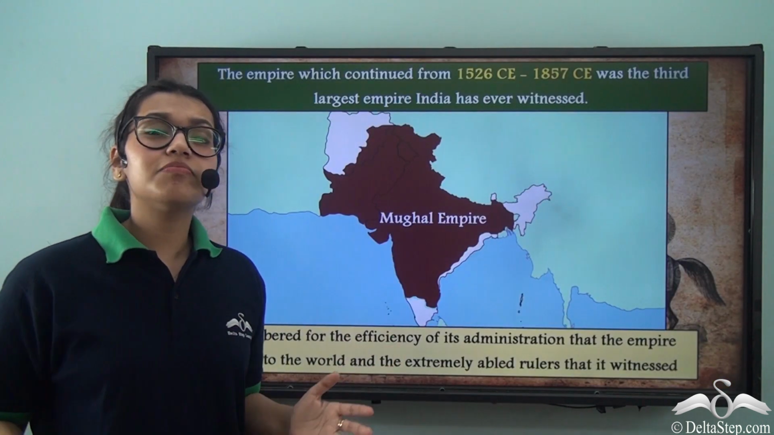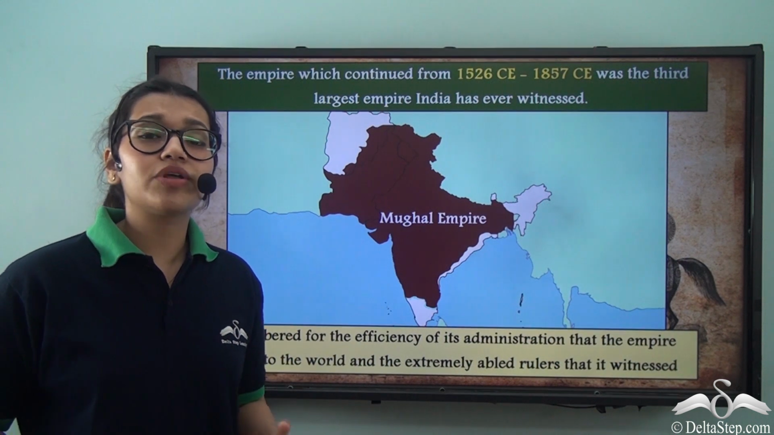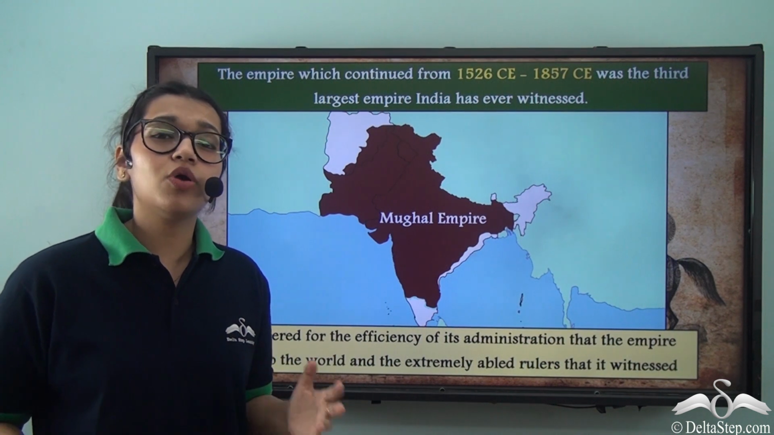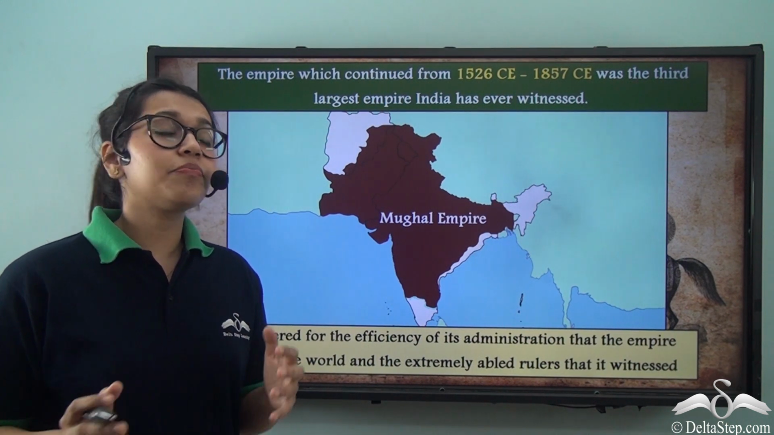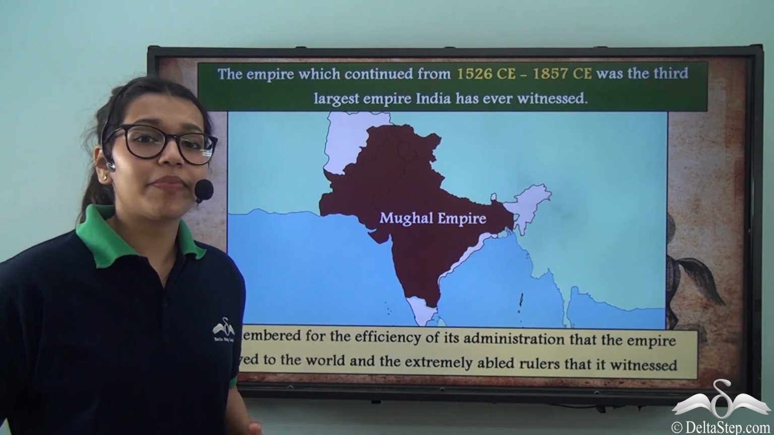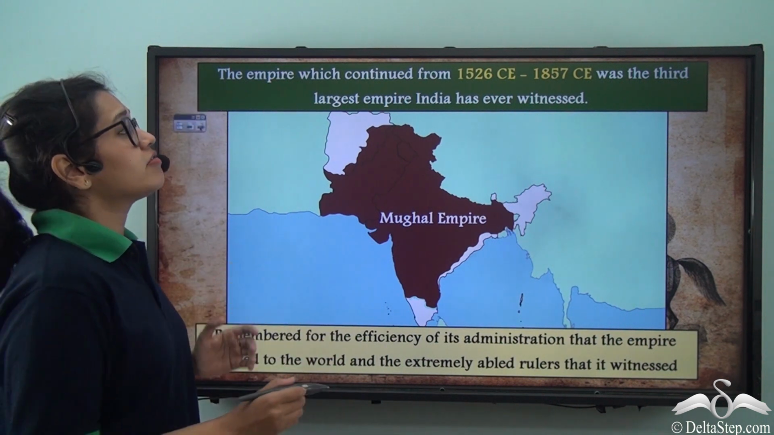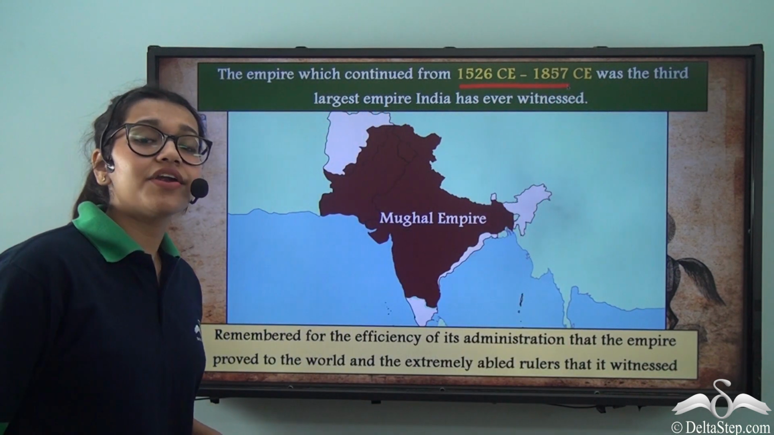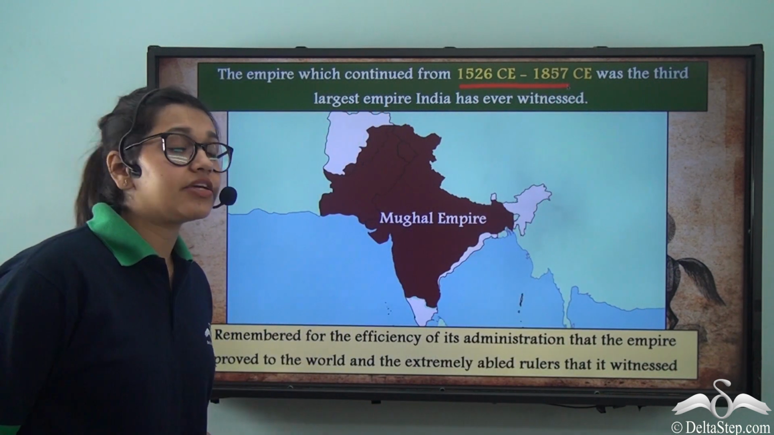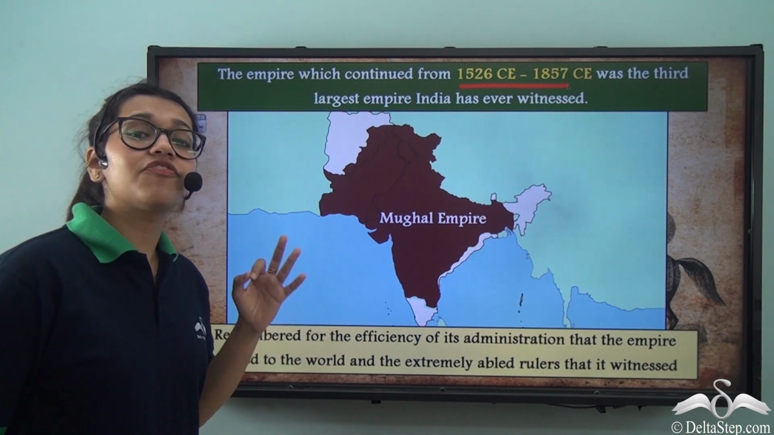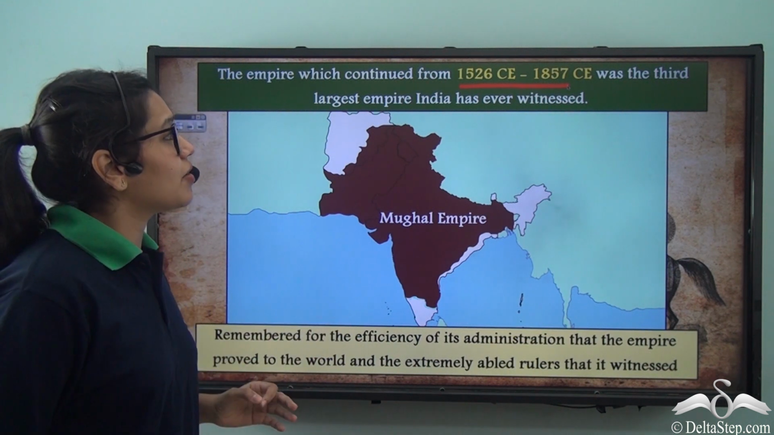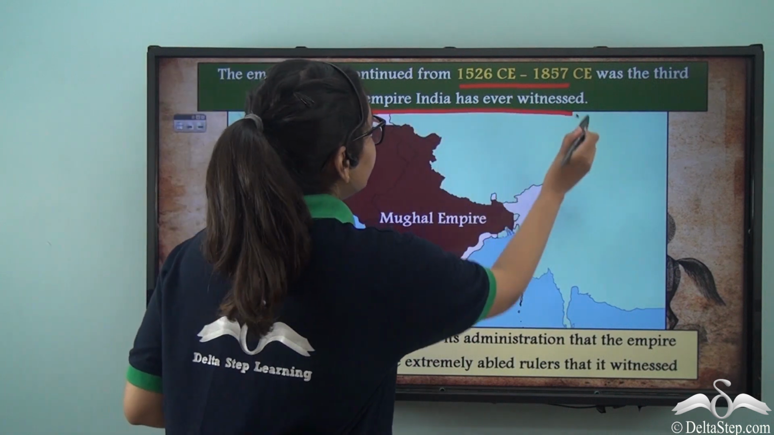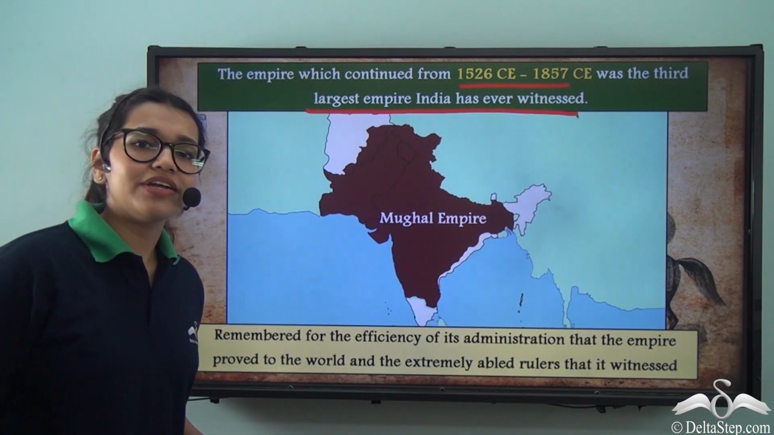Well, we've all heard about Akbar and Birbal's stories, but which empire did Akbar belong to? Well, he was a part of the famous Mughal Empire. The empire which continued from 1526 CE to 1857 CE. And it is one of the most famous empires in India. It is the third largest empire India has ever witnessed.